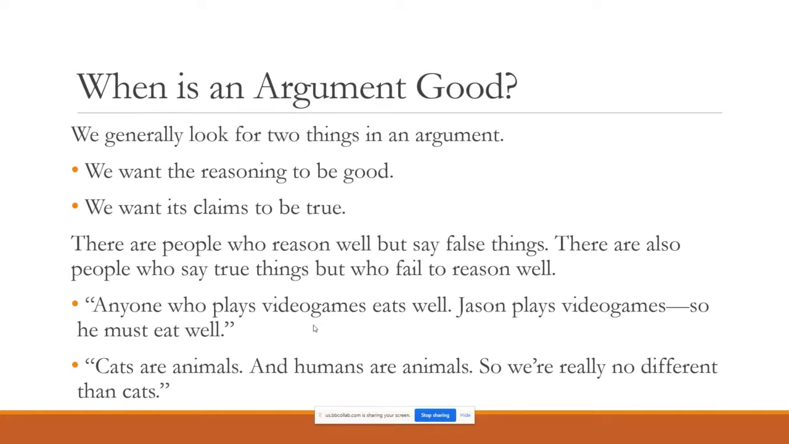Now consider a different example. Cats are animals, and humans are animals, so we're really no different than cats. Now let's evaluate the argument again. So look, the conclusion comes last. We'll eventually get some more complicated cases, but we're just keeping it simple for now. We're really no different than cats is what I'm trying to argue for in this argument. Is it a good argument? That's what we want to know. I'm trying to convince you that we're really no different than cats. Is my argument good?